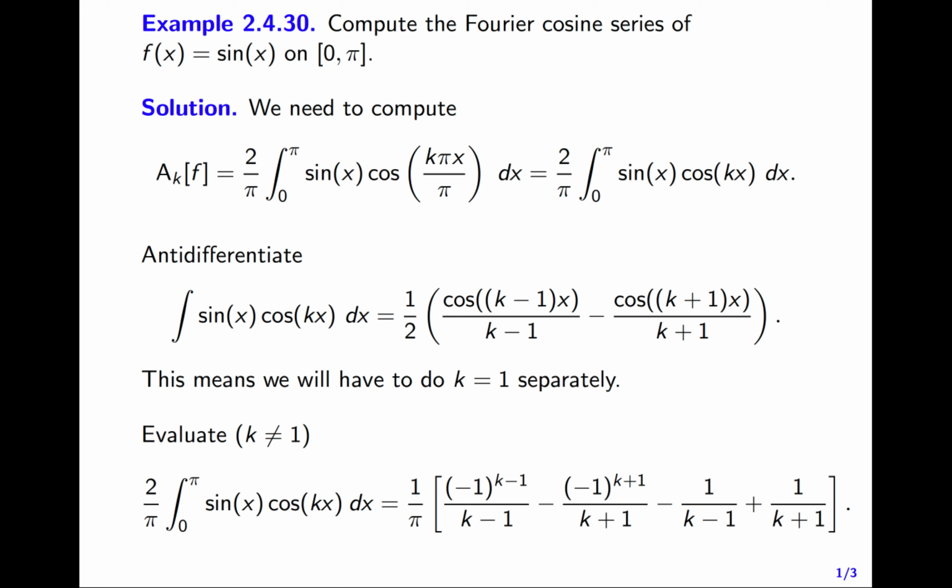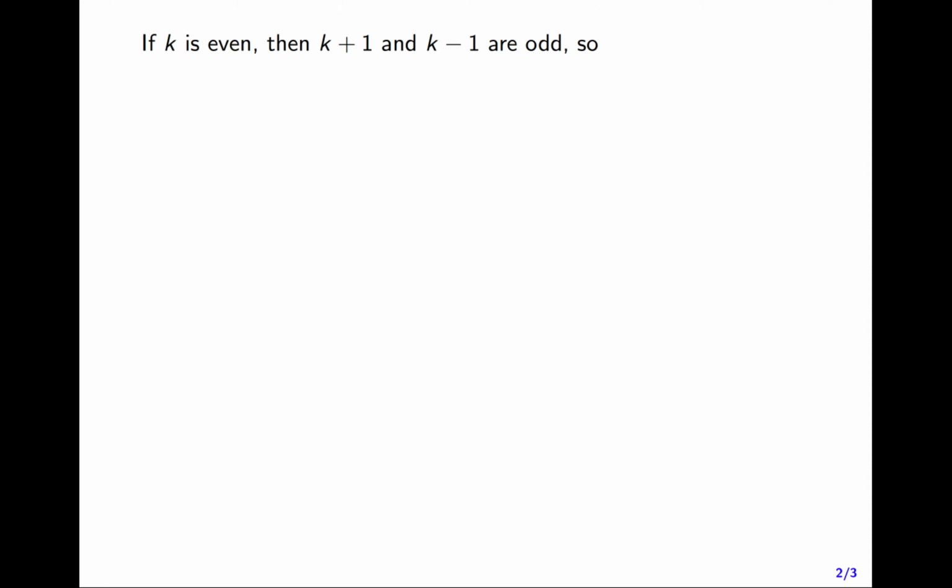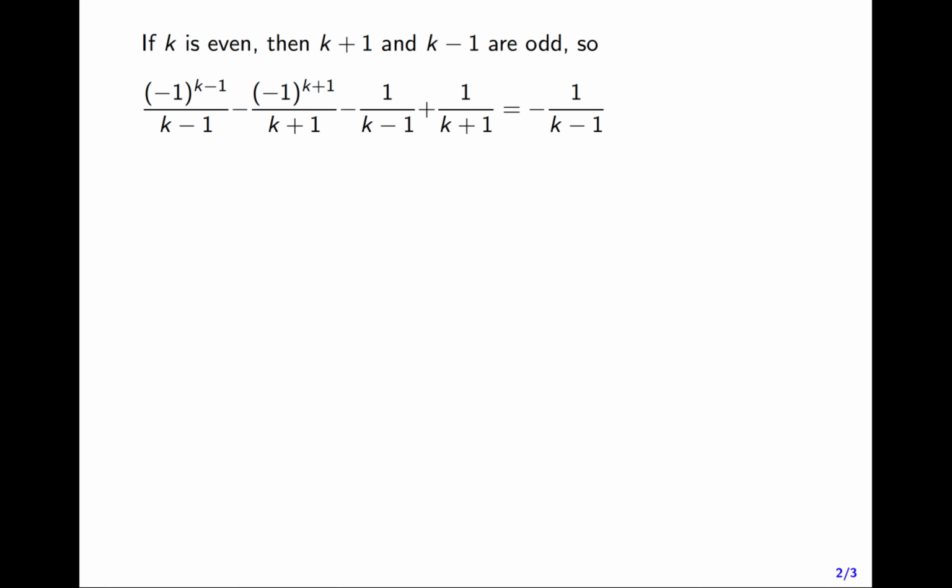And one thing I could do would be to put this all over a common denominator. That wouldn't be too hard. Instead, what I'd rather do is consider the cases of k even and k odd separately. So first, if k is even, then k plus 1 is odd and k minus 1 is odd. And so this tells me that my expression in brackets becomes the following. So my first term, I have a minus 1 to the k minus 1, and k minus 1 is odd, so that gives me a minus 1 over k minus 1.